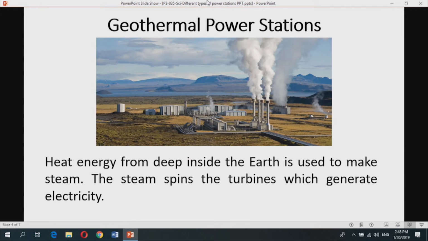Geothermal power stations. Heat energy from deep inside the earth is used to make steam. The steam spins the turbines, which generate electricity.